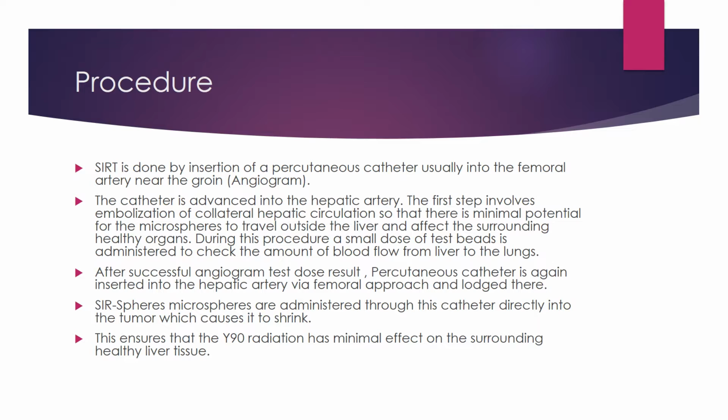During this procedure, a small dose of test beads is administered to check the amount of blood flow from liver to the lungs. After a successful angiogram test dose result, the percutaneous catheter is again inserted into the hepatic artery via femoral approach and lodged there. SIR-Spheres microspheres are administered through this catheter directly into the tumor, which causes it to shrink. This procedure ensures that the Y90 radiation has minimal effect on the surrounding healthy liver tissue.